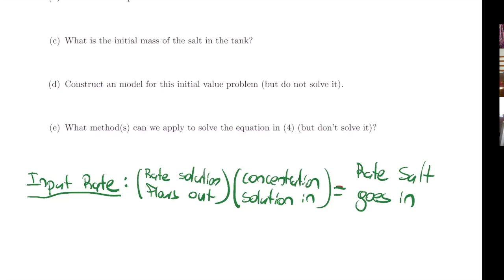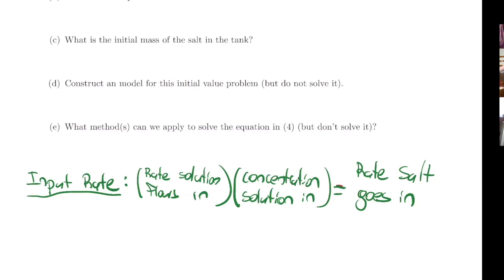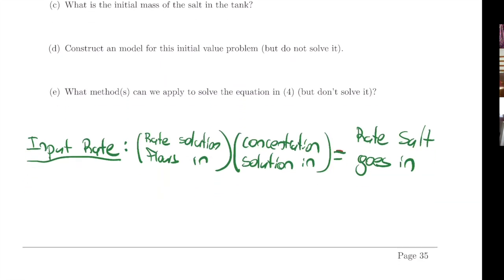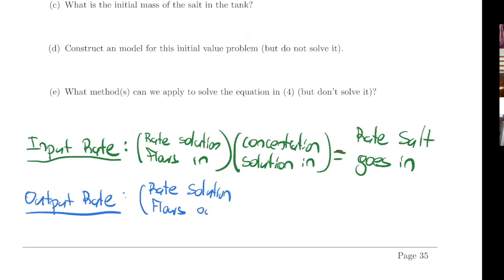Why is it rate solution flows out for the input rate? Oh, sorry. Yeah, sorry. You're right. Thanks. And it's similar for the output. That is, we would take a look at the rate that solution flows out, and then we would multiply that by the concentration of the solution flowing out. And again, when we multiply all of these things, we should get units that look like the units we're measuring the salt in per units of time.